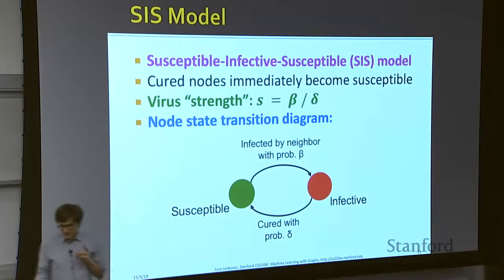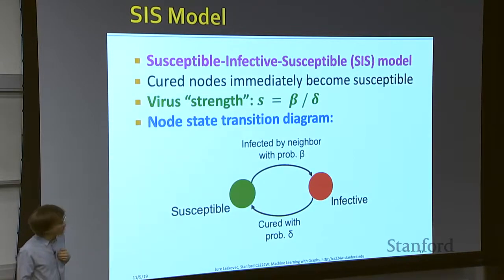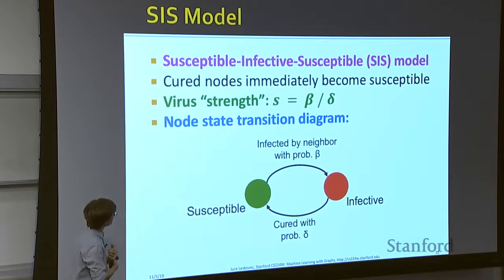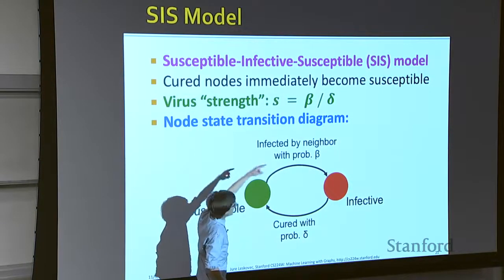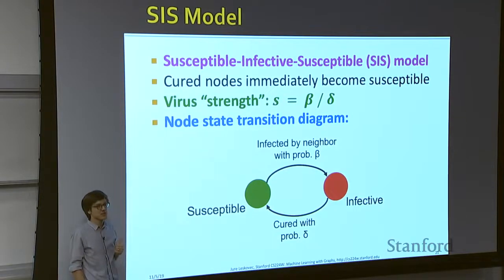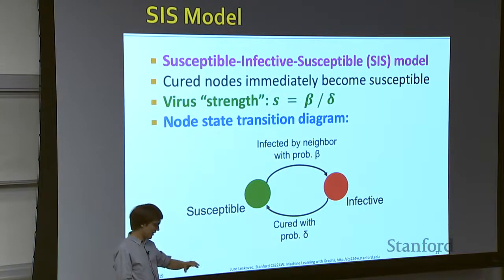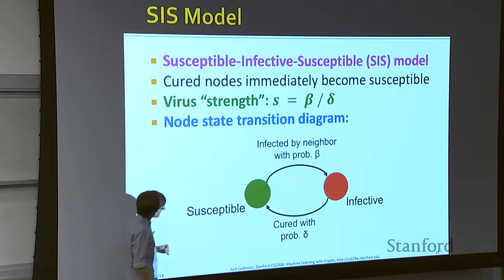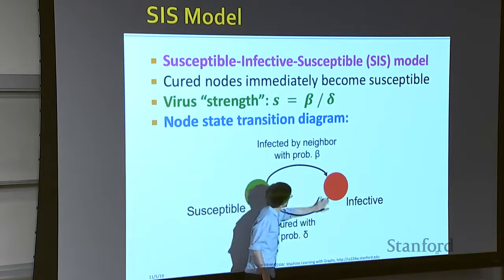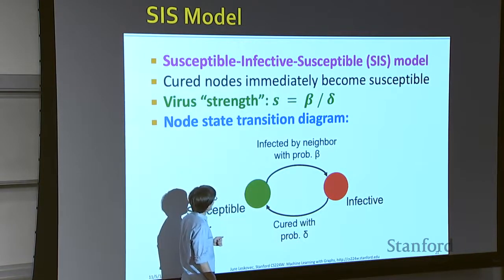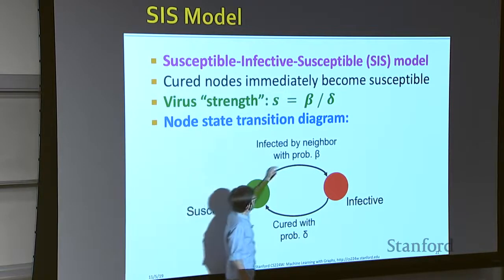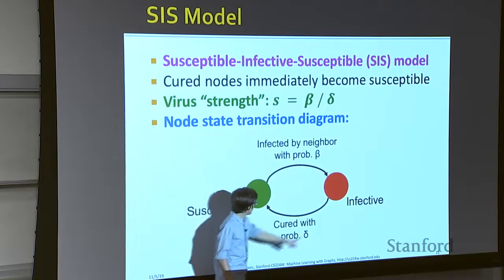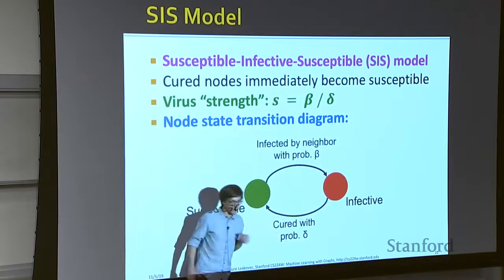There is a separate, different model called the SIS model. This is a susceptible, infected, susceptible type model. The idea here is that cured or healed nodes immediately become susceptible. Think of this as flu: you get the flu, you are sick for some time, and then you get healthy, and you can get another flu. So the node transition diagram here has two states, susceptible and infected, or infective. Susceptible people can become infected by a neighbor with some probability beta, and the infected people can get cured with probability delta, right?